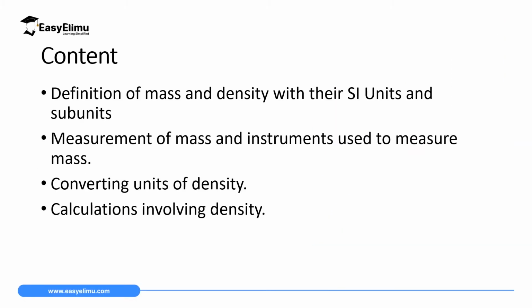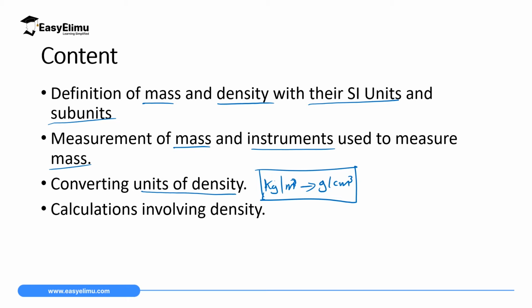By the end of this lesson, I expect you to be able to define mass and define density with their correct SI units and subunits. So we are going to see units and subunits of mass and density, and then explain how to measure mass and the instrument used to measure mass. Convert units of density. We are going to convert units from SI unit, which is kilogram per cubic meter, to grams per cubic centimeter. So we are going to see how we are going to interconvert that. And then finally, calculations involving density.